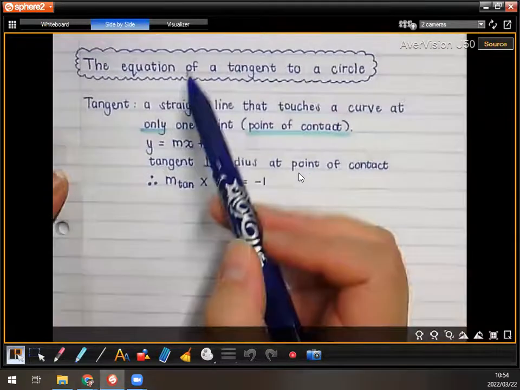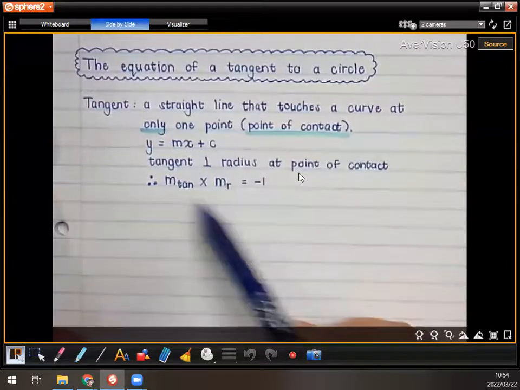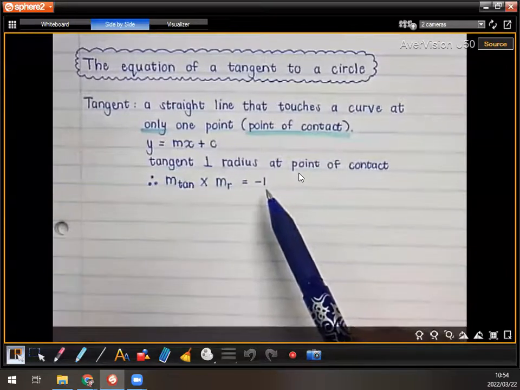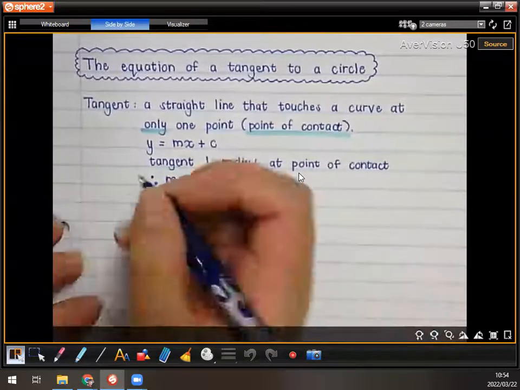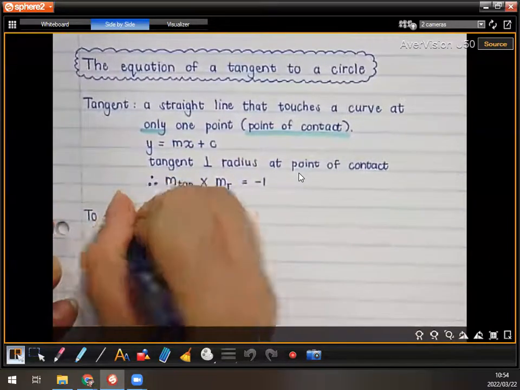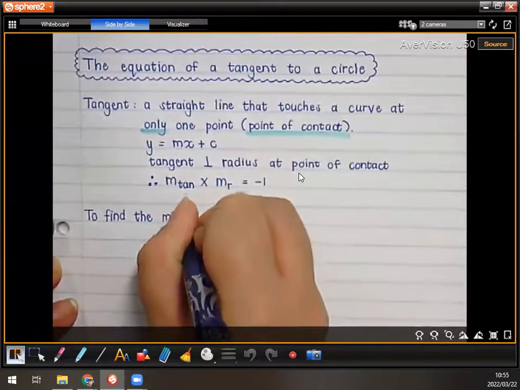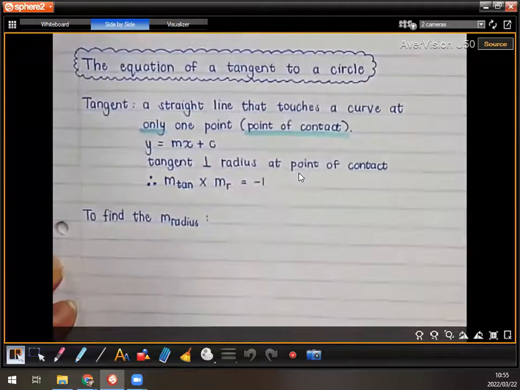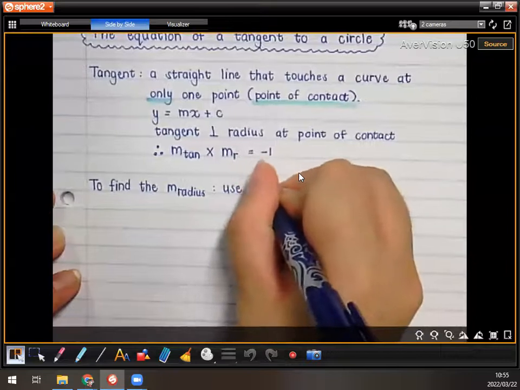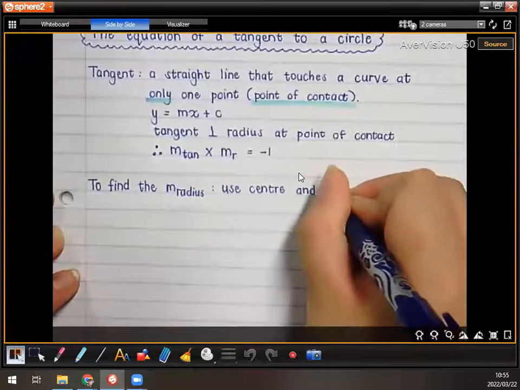Right, so therefore, you're going to use this. Remember, when two lines are perpendicular, then the product of the gradients is equal to -1. Okay, we used that a lot before. We're going to use that again to find the gradient of the radius. Gradient of the radius. Use center and point of contact.